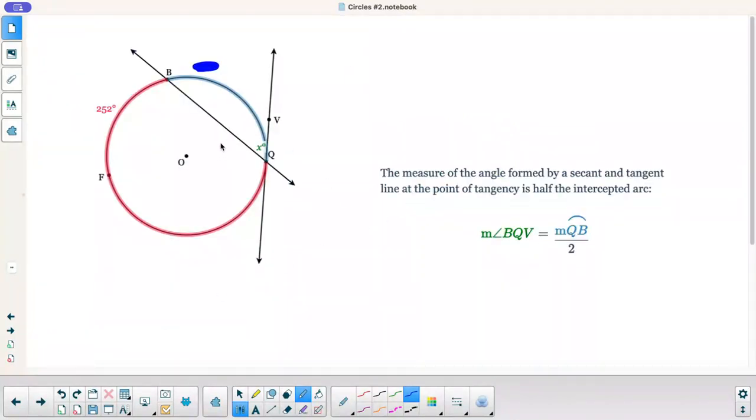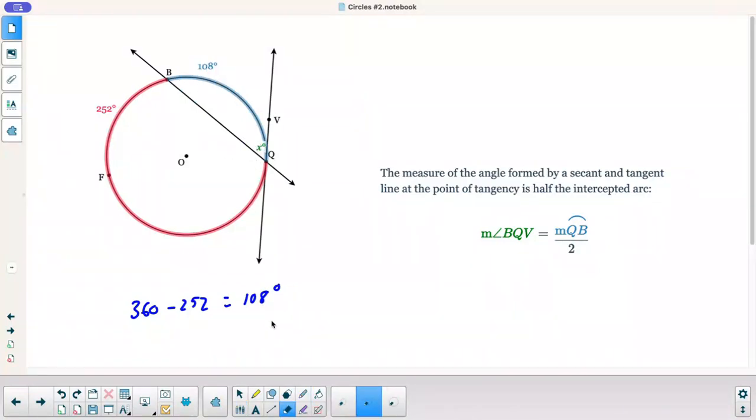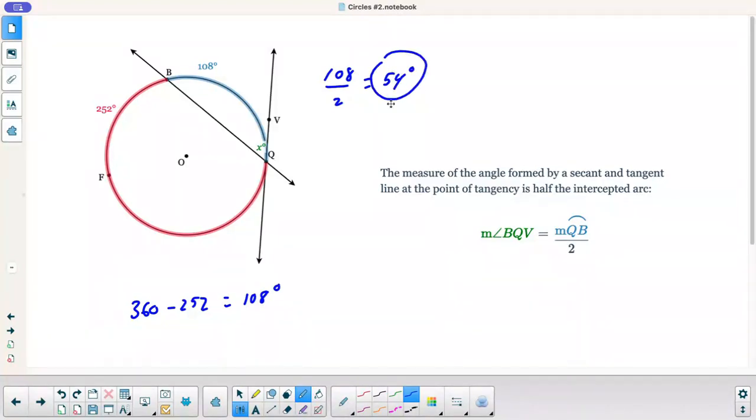All right, now sometimes they might not give you the angle. You might have to find it. I blocked it off there just to make sure that you remember. The arcs all add up to 360, so 360 minus 252 will get me 108 for arc BQ. Okay, so there's my arc BQ. And again, think of this like an inscribed angle. This angle here, X, is half of that arc. So 108 divided by 2 equals 54 degrees. Okay, so there you go.